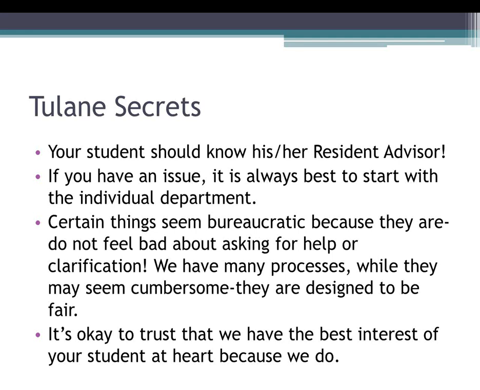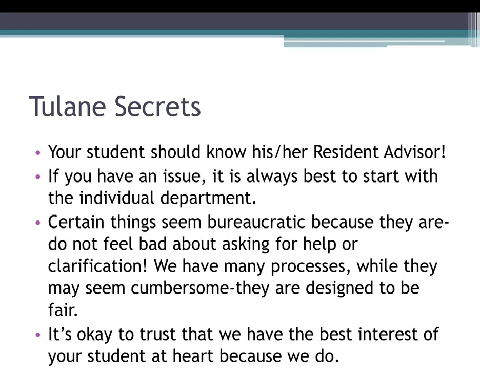So these are some of the things that, if I were in your position, I think you might want to know. Your student should know his or her resident advisor. Make sure that they do that. I'd check in with them about that. If you have an issue, it is always going to be best to start with the individual department. So housing and residence life is going to be the best place to start for a housing issue, and financial aid is going to be the best place to start with financial aid. You can move on if you're not getting a satisfactory response, but that's generally going to be the fastest way to address the issue that you have.